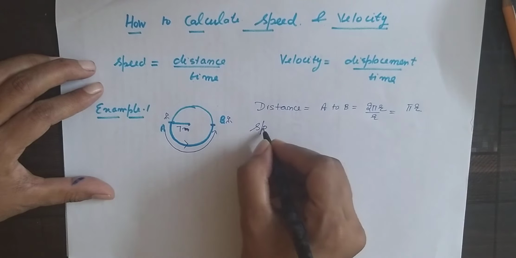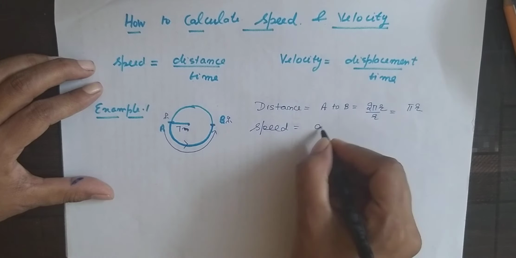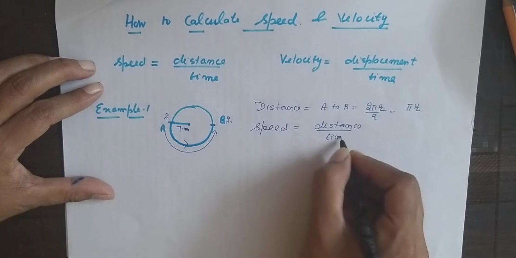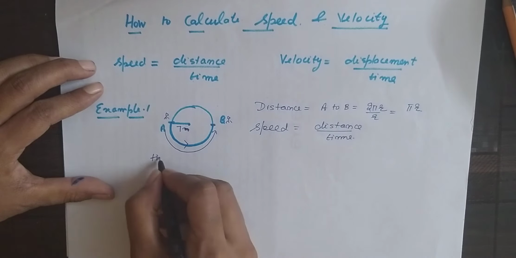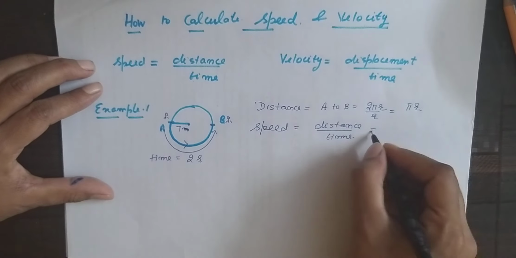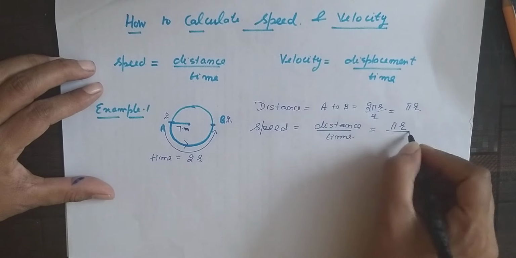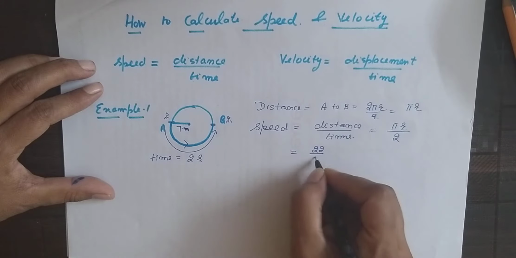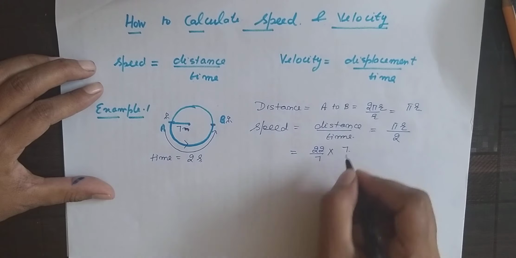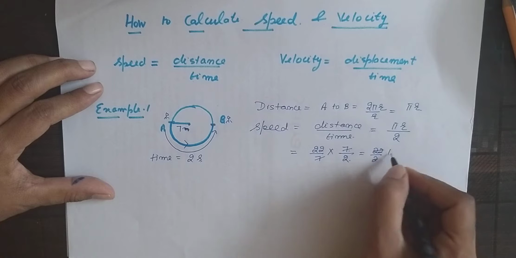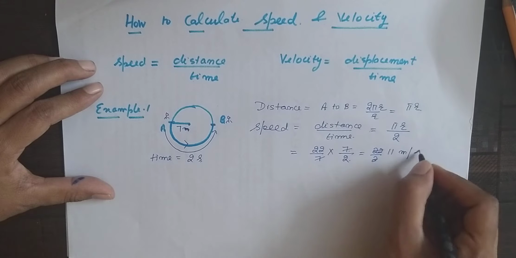Then how to calculate the speed? Speed is distance upon time, and here let the time taken be 2 seconds. So the distance here is pi r and the time is 2. Substitute the values. The value for pi is 22 upon 7, r here is 7 and the time here is 2. So my answer will be 11 meter per second, right?